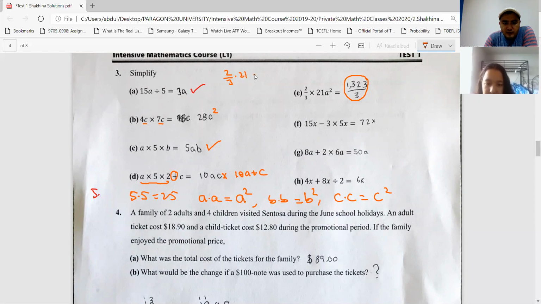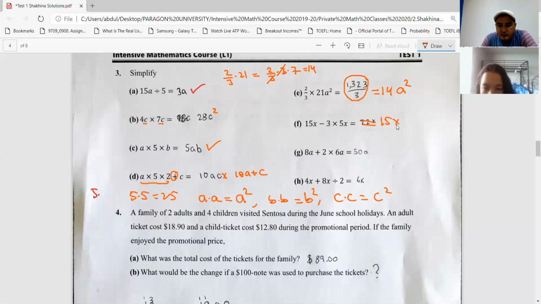Here we have 2/3 times 21. That means I can write it as 2/3 times, what is 21? 3 times 7. So 3 and 3 cancel each other. 2 times 7, that's equal to 14. So the whole thing is equal to 14, and here we have a squared. Oh, I see. And how about here? Here we have 15x.